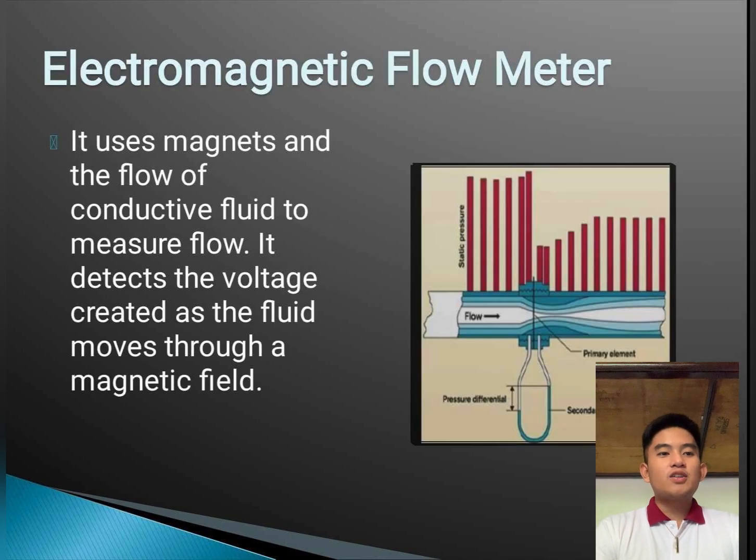Next is electromagnetic flowmeter. It uses magnets and the flow of conductive fluid to measure flow. It detects the voltage created as the fluid moves through a magnetic field. So in this electromagnetic flowmeter, there is a magnetic field around the tube or pipe, and it creates voltage in the flow of the fluid, which measures how strong the flow is.